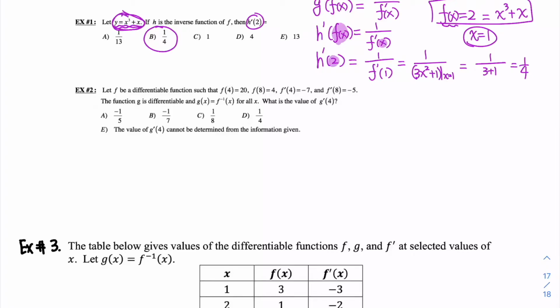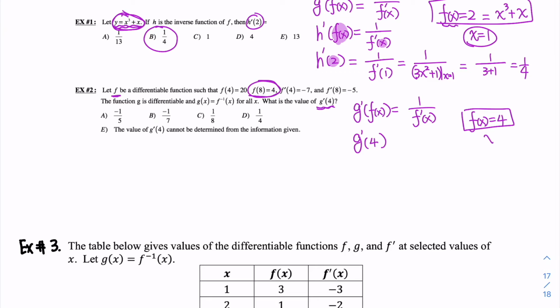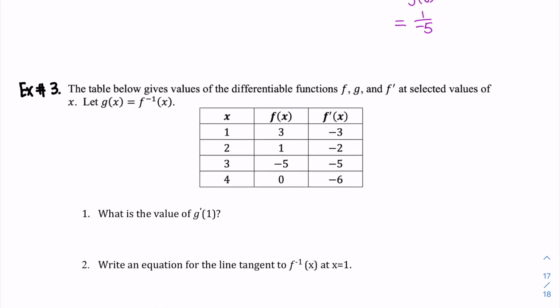So for example 2, it's very similar. First we write down the formula. g prime of f of x equals 1 over f prime of x. So g prime of 4. If we compare, that means f of x equals 4. So given this, we are going to solve for x. So f of x equals 4, if we look at here, so x equals 8. So we plug 8 on the right side, so f prime of 8. And f prime of 8 is given as negative 5. So the answer is negative 1 over 5, A.